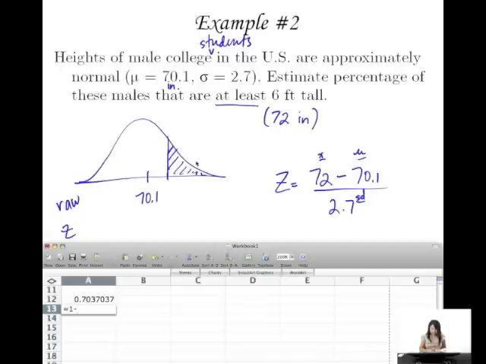So I might put in 1 minus this area in order to get that area. So 1 minus, and then I'll just put in my norms, because I have my z-score, inv. Oh, sorry, I want my probability, so I put in norm.s.dist. Thankfully, Excel gives you a little hint, so if you're off, it's okay. And put in my z-score. And what I get is 0.24. So about 24% of these males are at least 6 feet tall.